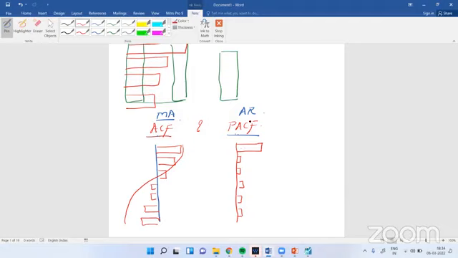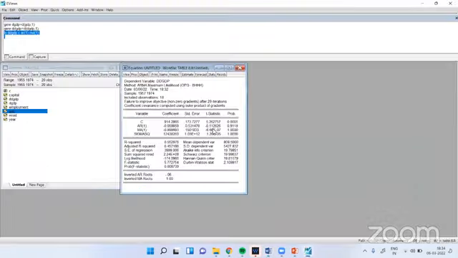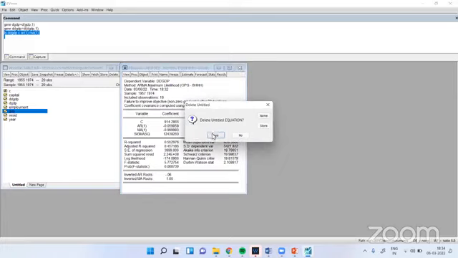Barkha ma'am, are you there? Is it clear? Okay. Now, let's go back. There was a question about what we are writing in the quick estimate equation. I will close this, delete.